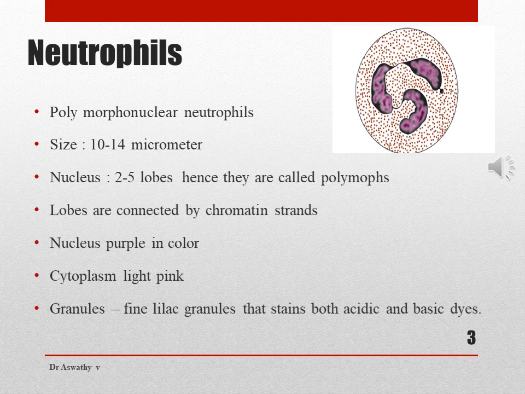Then the nucleus will stain purple in color. The cytoplasm will appear light pink because neutrophils have fine pink granules, and some of the fine granules cannot be appreciated through the microscope. So the cytoplasm will appear light pink, having fine lilac or pink granules, and these granules take both acidic and basic dyes, and in some textbooks it is written that neutrophils have a ground glass appearance.